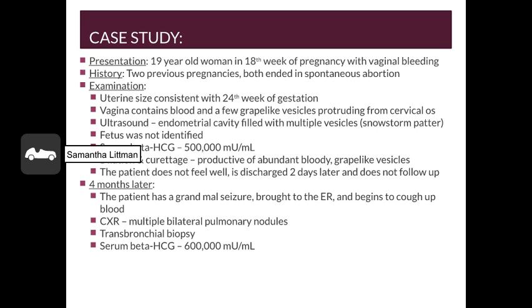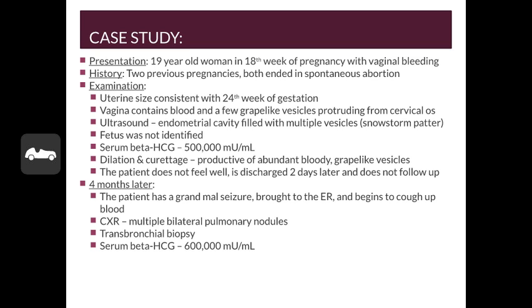This case study involves a 19-year-old woman in her 18th week of pregnancy presenting with vaginal bleeding. She has a history of two previous pregnancies, both of which ended in spontaneous abortion. Upon examination, her uterus size was consistent with that of 24 weeks of gestation. Her vagina contained blood and a few grape-like vesicles protruding from the cervical os.